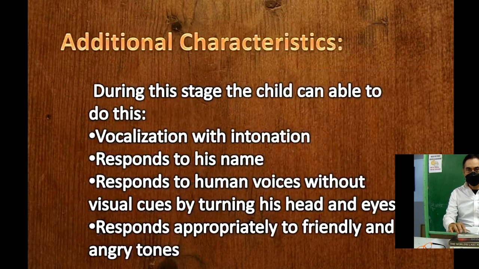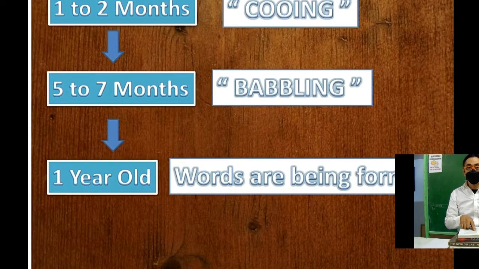Additional characteristics. During this stage, the child is able to do the following. Vocalization with no intonation. Responds to his name. Responds to human voices without visual cues by turning his head and eyes. Responds appropriately to friendly and angry tones. Again, at 1 to 2 months, the language is cooing. At 5 to 7 months, the language is babbling. At 1 year old, words are being formed.